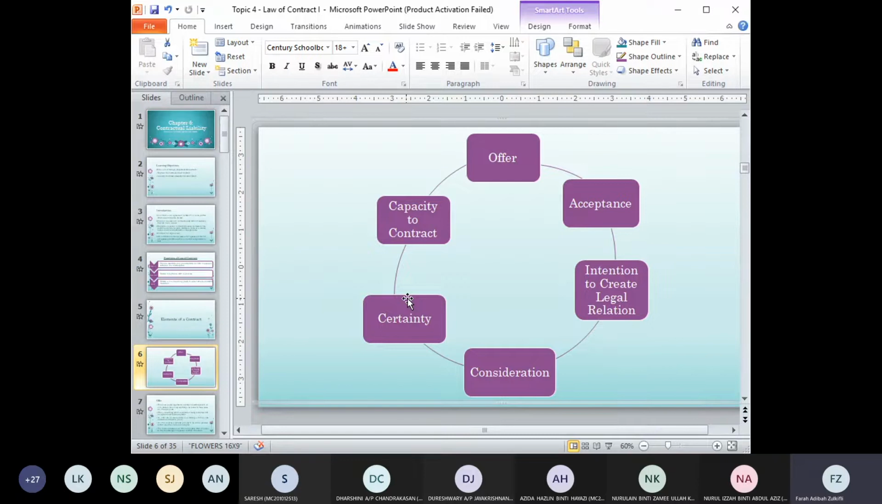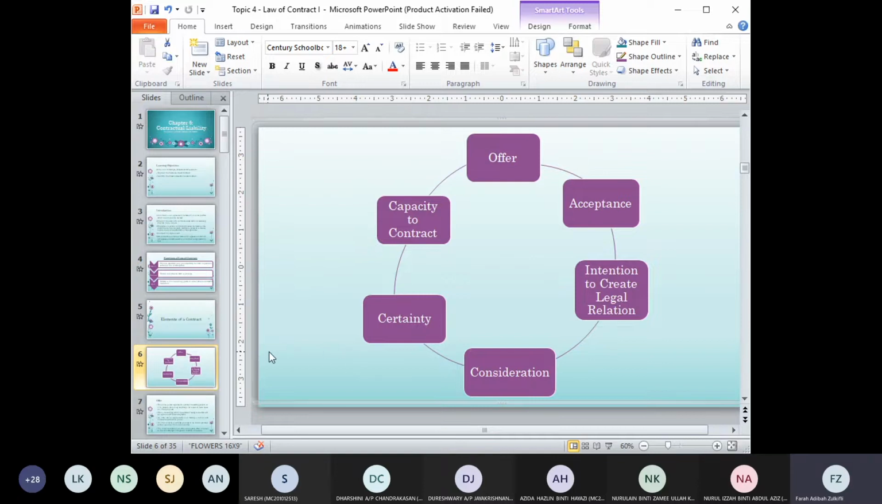And then the sixth element is capacity to contract. This one is quite easy. If you want to enter into a contract, you must have the capacity to contract, which means that you must have the ability to understand the contract and the effect of the contract. On the sixth element, we will see who are the kind of people that do not have the capacity to contract. If you are a child, a minor under the age of 18, you don't have the capacity to contract. Or if you are a person of unsound mind, with some kind of mental illness, maybe due to being OKU, or maybe due to your age, you also do not have the capacity to contract, because it is presumed that you don't have the ability to understand what the contract is all about.